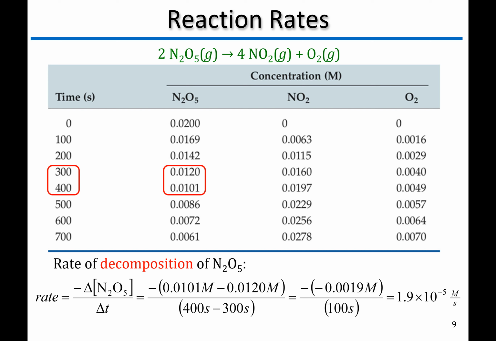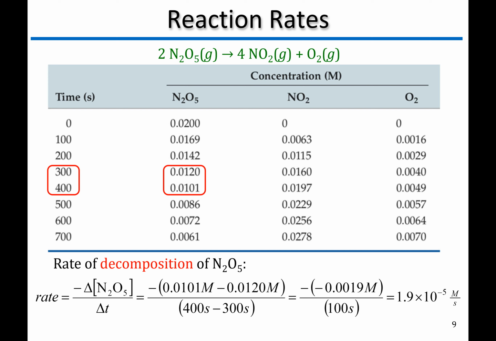Remember, I'm talking about a delta. So what do I care about? I care about where I ended up and where I started from. So it's the final concentration minus the initial concentration. And same thing for my time: 400 seconds minus 300 seconds, in other words a span of 100 seconds. But notice in my actual reaction rate, if I subtract these two numbers, I end up with a negative sign, and I also have a negative up front. So if I do this math, I come up with a positive number, 1.9 times 10 to the minus 5 molarity per second.